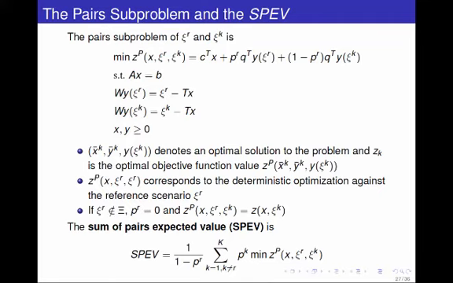Well, if PR is going to be 0 and the second stage reaction is not going to matter, then we don't care what the reaction is. And solving this is just solving the oracle problem for that scenario. Have I completely lost you? Okay.